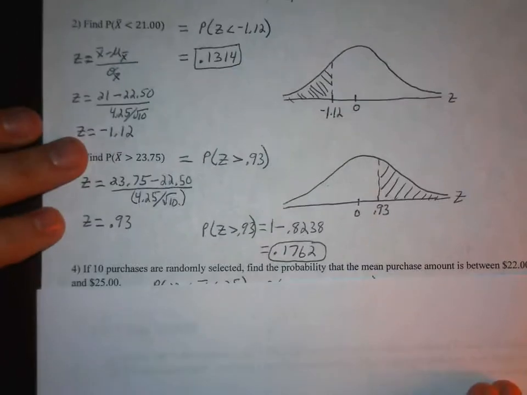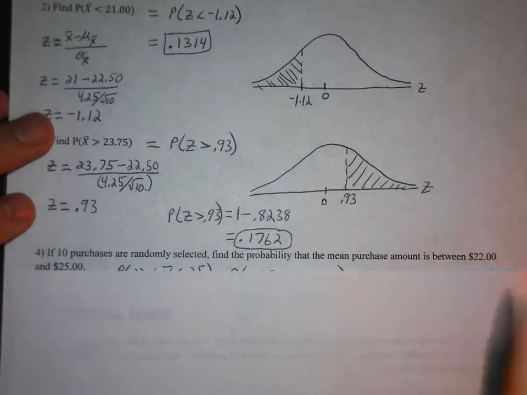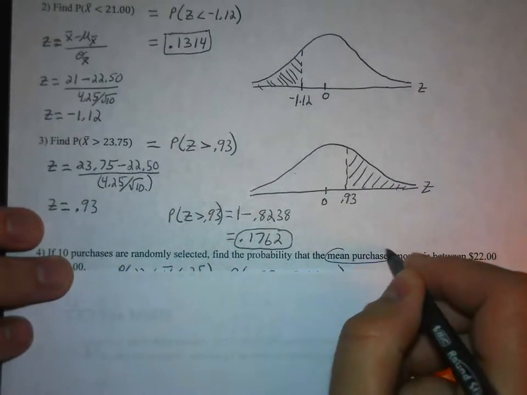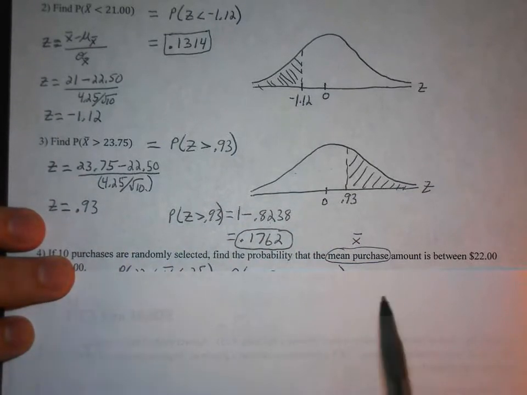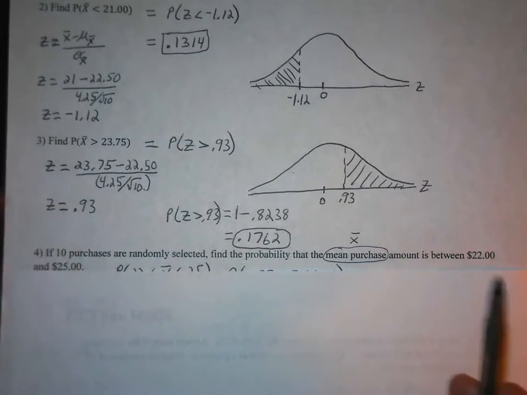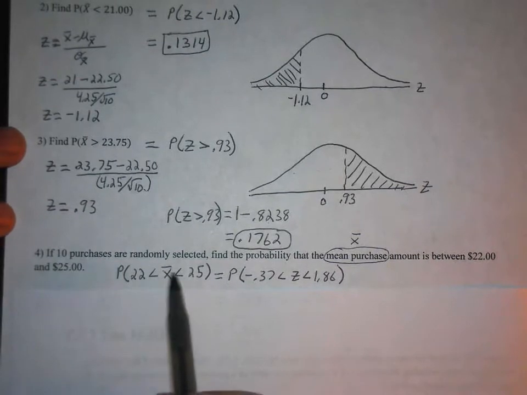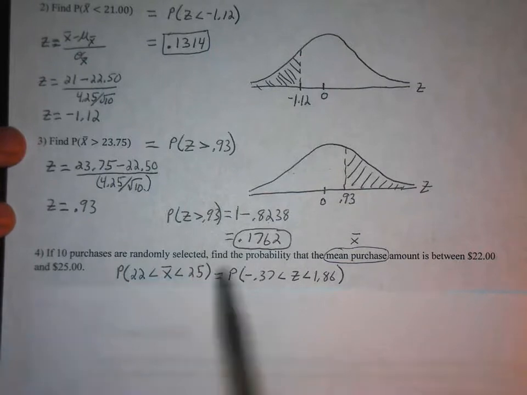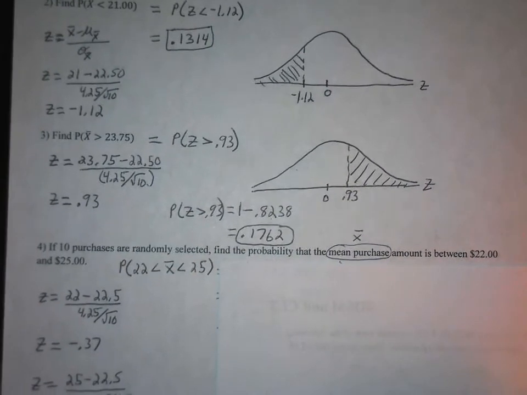And then finally, number 4, if 10 purchases are randomly selected, find the probability that the mean purchase amount, and remember, when you see mean purchase amount, that's X bar, is between $22 and $25. This is how you would write that in mathematical notation. Now you need to convert the 22 and the 25 into z-scores. I show that over here.